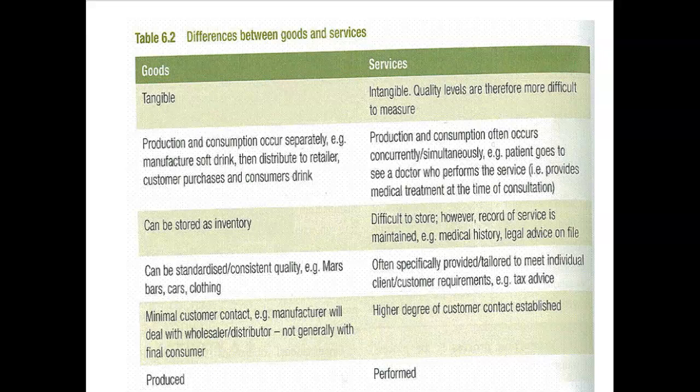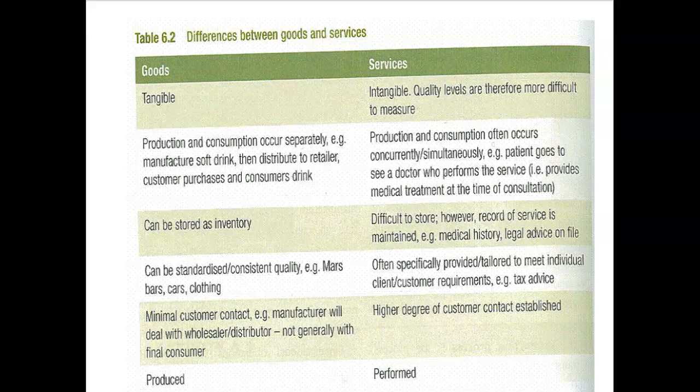So which is consistent quality. We've got their example: Mars bars, cars and clothing. Let's look at Mars bars. You can't have a customer of a Mars bar coming along to the manufacturer and saying they want a 1 kilo Mars bar and having one manufactured specifically for their tastes and wants.